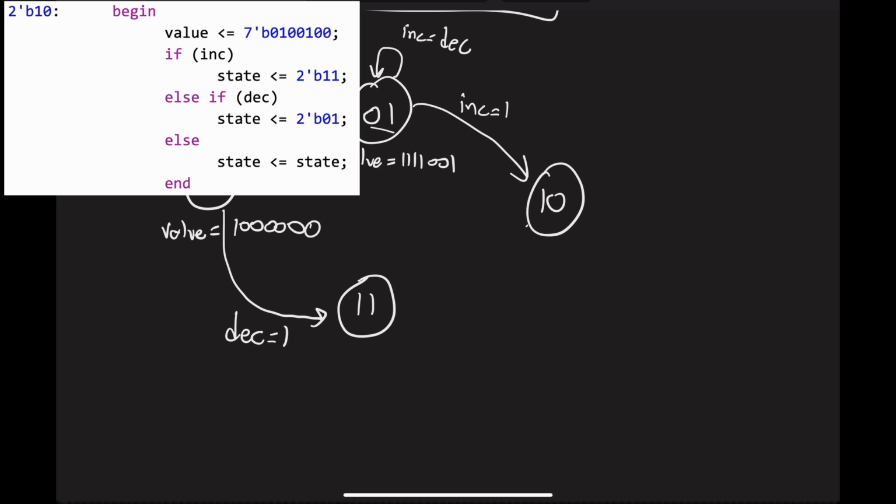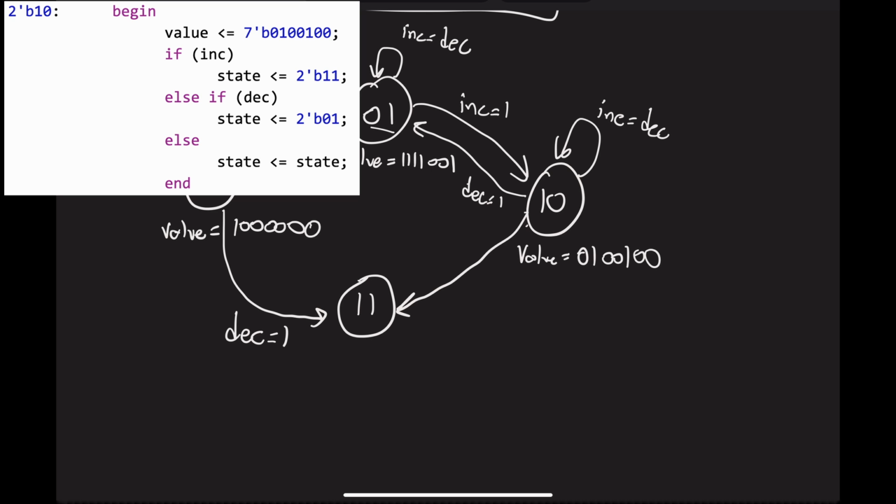Okay, if I'm in state 10, my output value needs to be 0100100. If increment, move to 11. Okay, so we got this little circle going. If decrement, move back to state 01. And then same statement. If increment is equal to decrement.